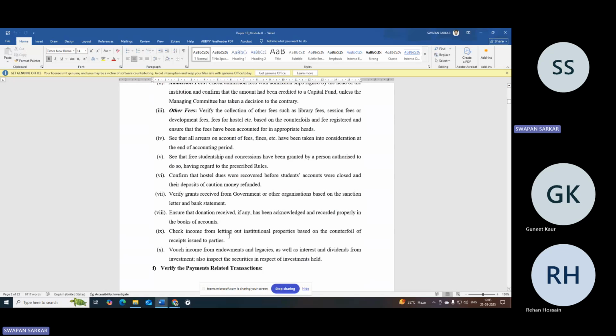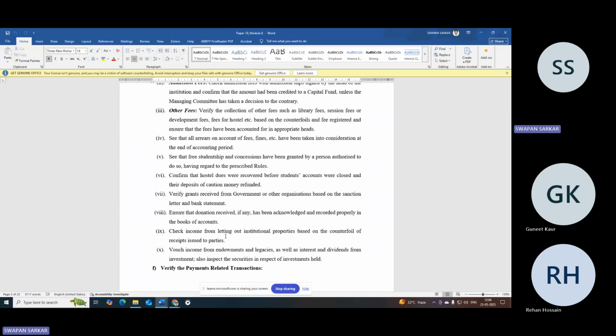Then see that the free studentship and concessions have been granted by the person authorized to do so, having regard to the prescribed rules. Next, confirm that hostel dues were recovered before students' accounts were closed and their deposits of caution money refunded. Verify grants received from the government or other organization based on the sanction letter and bank statement. Ensure that donation received, if any, has been acknowledged and recorded properly in the books of accounts.